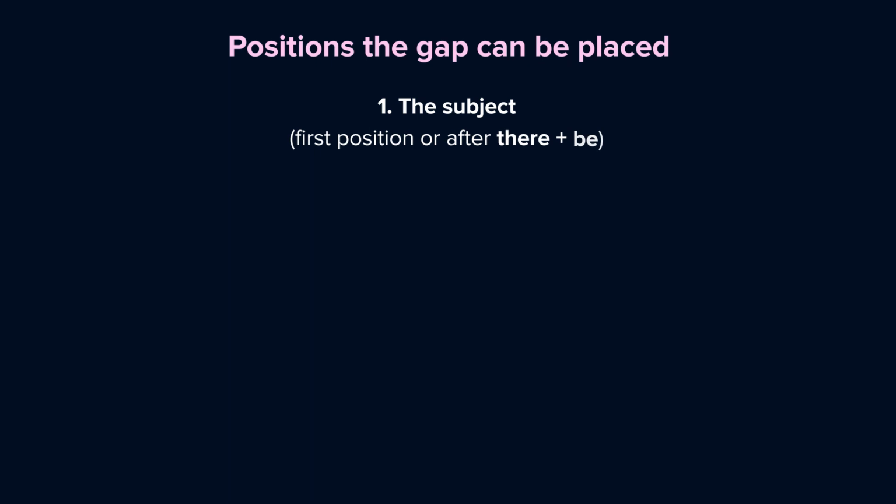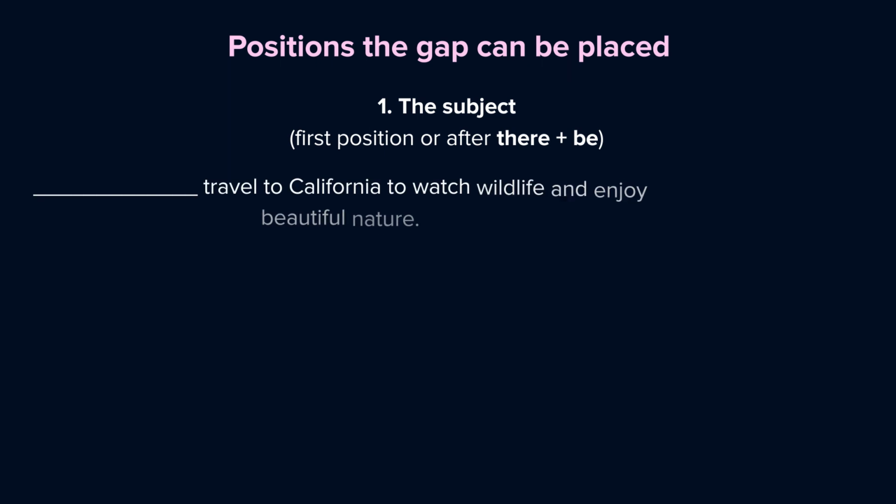However, not only the first word in the sentence can be a subject. We also need a subject and consequently a noun after the construction there plus be. So, a couple of examples. The sentence and the word we need to put into it: foreign. "The subject, travel to California to watch wildlife and enjoy beautiful nature." Travel is the predicate. We're missing a subject.